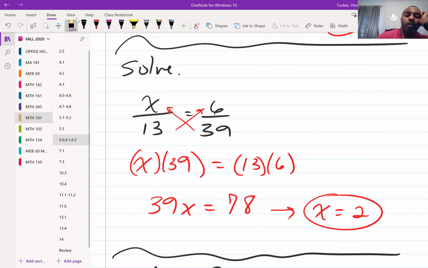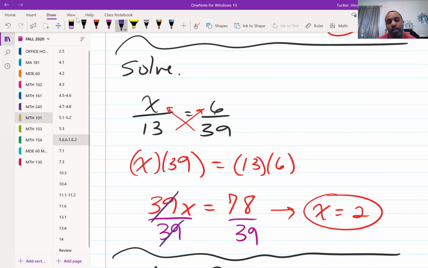All right. So we have x over 13 equal to 6 over 39. We use the same thought process in cross multiplication, in which we will take the denominators up. 39 times x, and then 13 times 6. So we have 39x equal to 78. Then we can divide both sides by 39. And 39's cancel out to give us 78 over 39, which is x equal to 2.